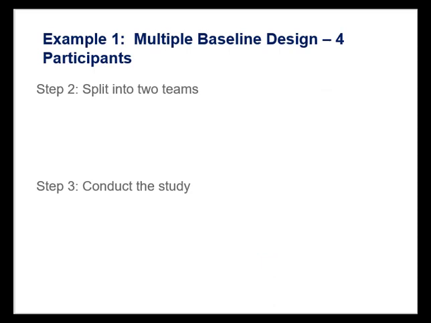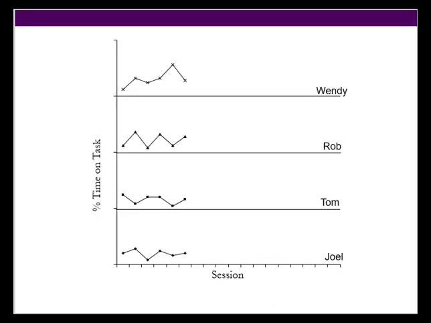In our example, we're going to see what happens when we split into 2 teams and we conduct this study. So here we're running through this as though we are members of the analysis team. Our team has randomized the order of participants. They did not randomize the intervention start point. This means that our task as analysts is to determine which tier, meaning Wendy, Rob, Tom, or Joel, was exposed to the intervention first, second, third, fourth. So here's what our data collection team members are sending us.